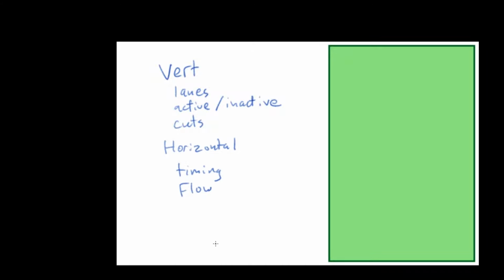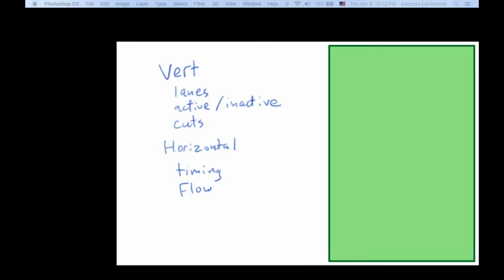To recap, we reviewed the vert stack, talked about lanes, active and inactive cutters, how to make a standard cut, and the general flow of the vertical stack cutters. Then we introduced the horizontal stack setup and briefly touched on timing and flow. Hope this serves as a good primer.